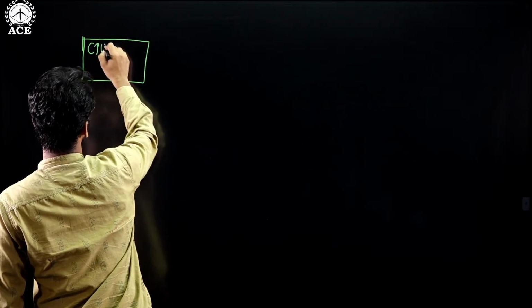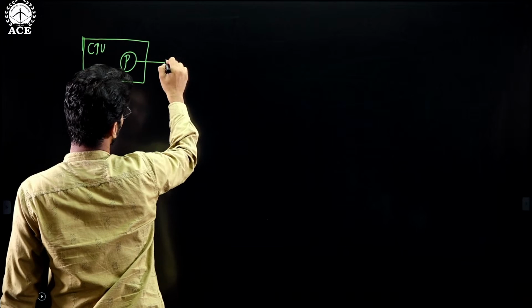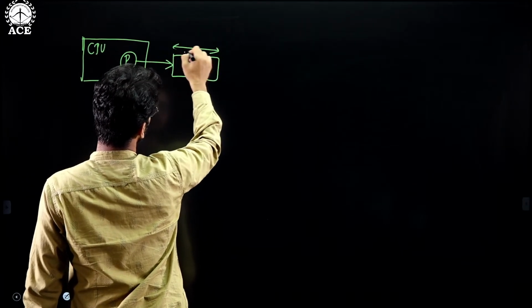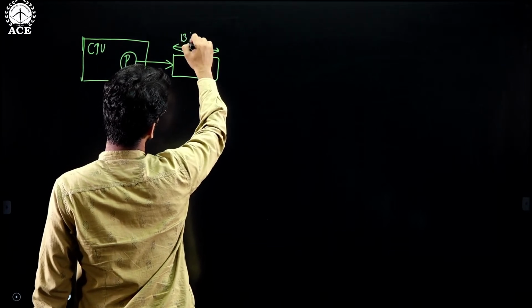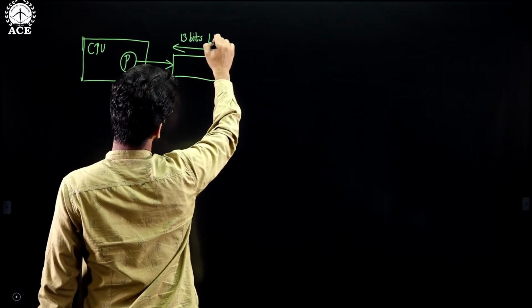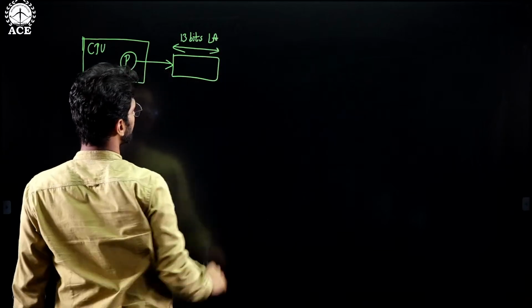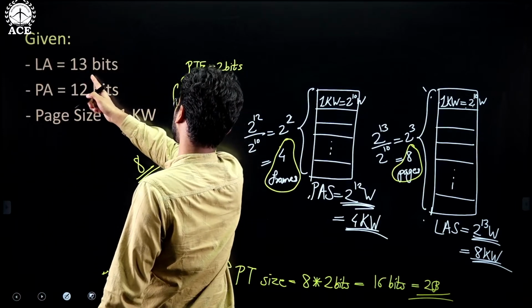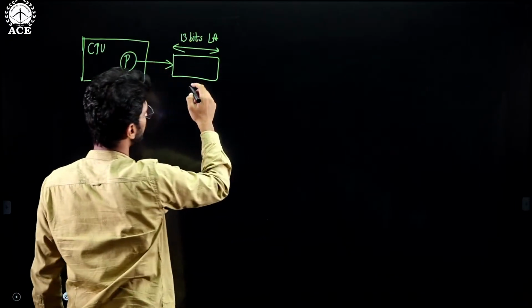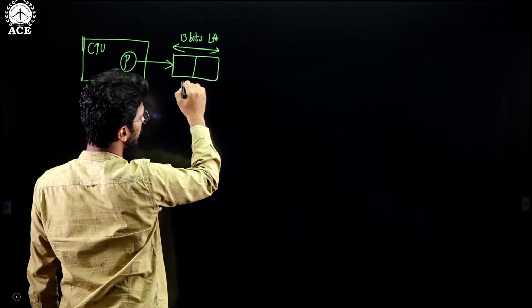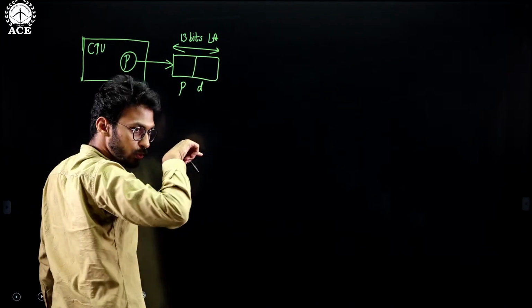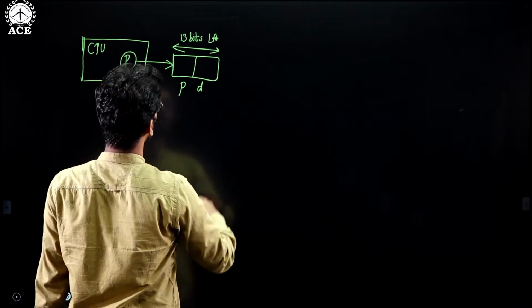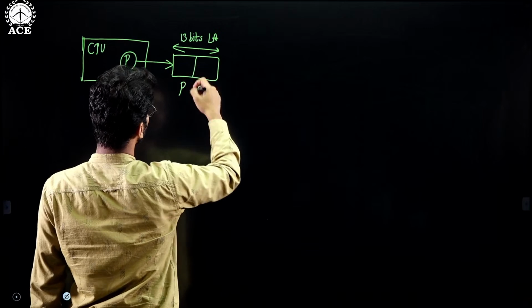See, this is CPU. This CPU generates logical address. CPU generated logical address, 13 bits logical address. Logical address is of 13 bits, isn't it? Why? Because logical address space is 13 bit. It is given, isn't it? 13 bits logical address. It is divided into P and D. P will point to that page. D is page offset.